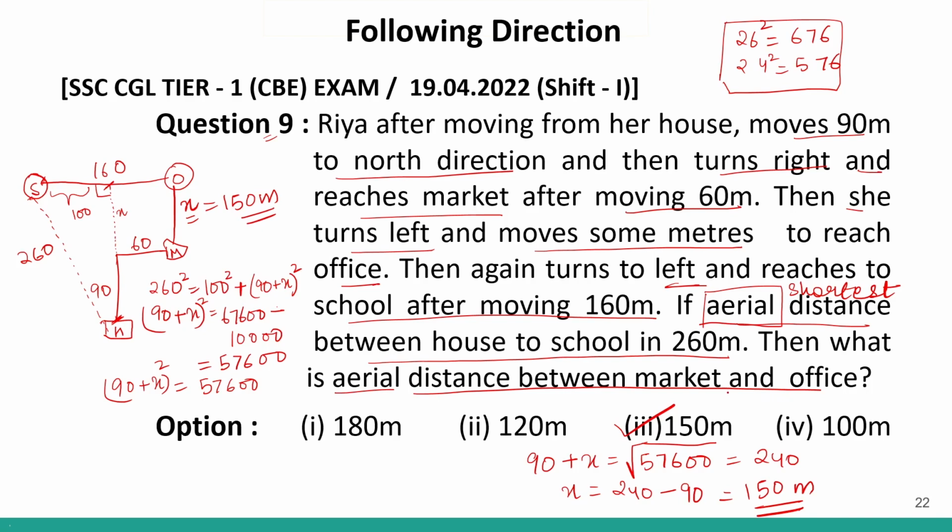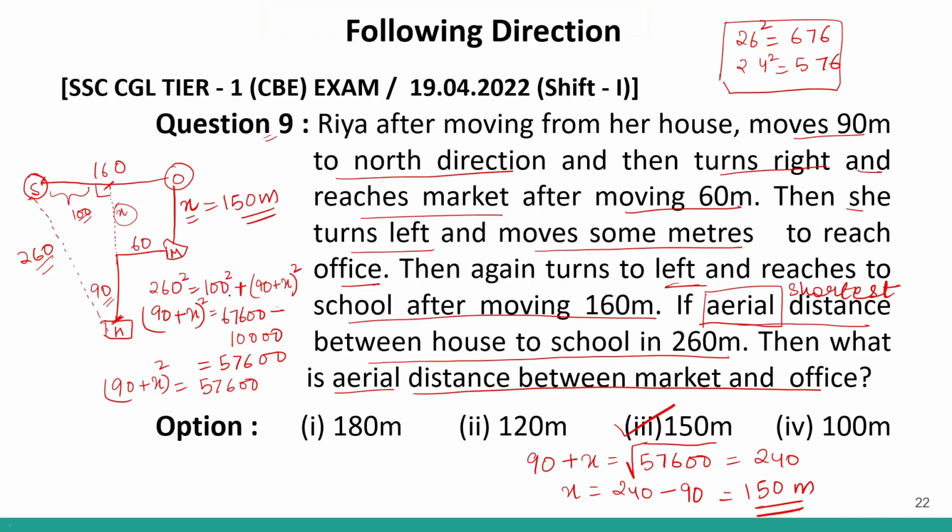Clear? Let me revise. So we got this diagram. We got this value of SH to be 260. Similarly, this is 100, this we know. We have to find the value of x, and this is 90, we know that. So 260 square will be equal to 100 square plus 90 plus x square. This much you understand with the help of Pythagoras theorem, right?